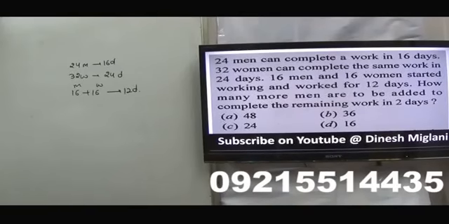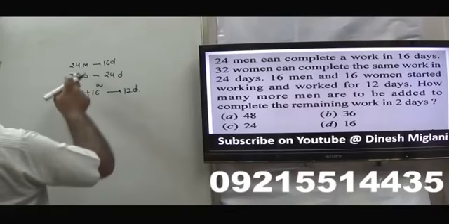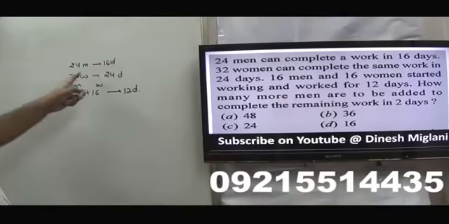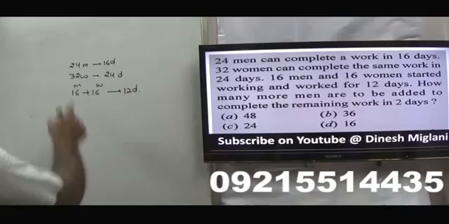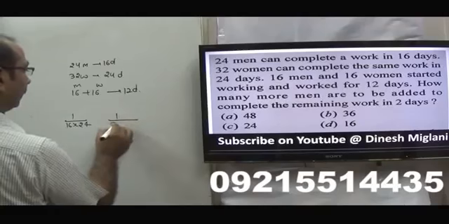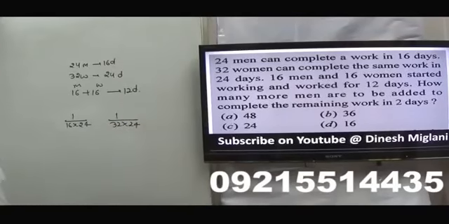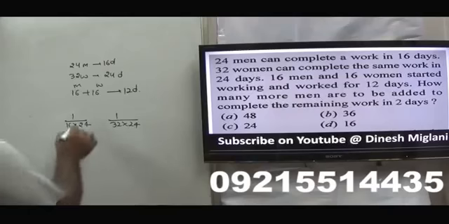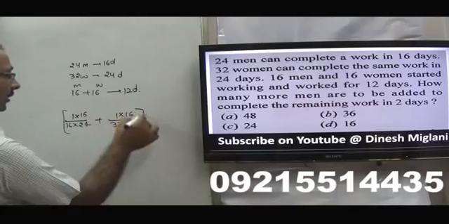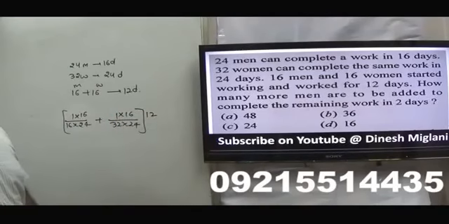Okay. 24 men can do a work in 16 days, and 32 women can do the same work in 24 days. So one observation is that if you want to do the work by one man, it should take 16 into 24 days. It means one man's 1 day work is 1 by 16 into 24. Similarly, one woman's is 1 by 32 into 24. That's the 1 day work of one man and one woman. How many men are working? 16. How many women are working? 16. They have worked for 12 days. It means that much work they have done.